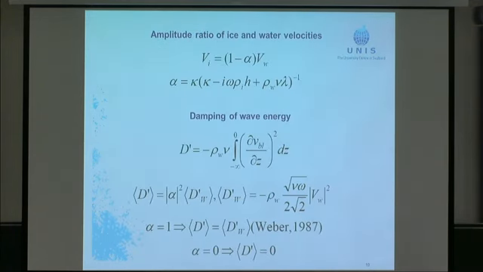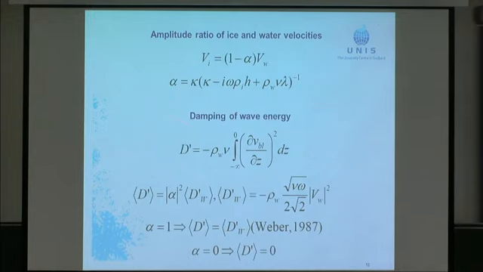Then we have this coefficient in this formula, and here we have viscosity. But further I will not look deeper into this formula. I will try to extract from experiment the value for this coefficient and the value for the viscosity in the boundary layer below the ice. So then the damping of wave energy is calculated with this formula.